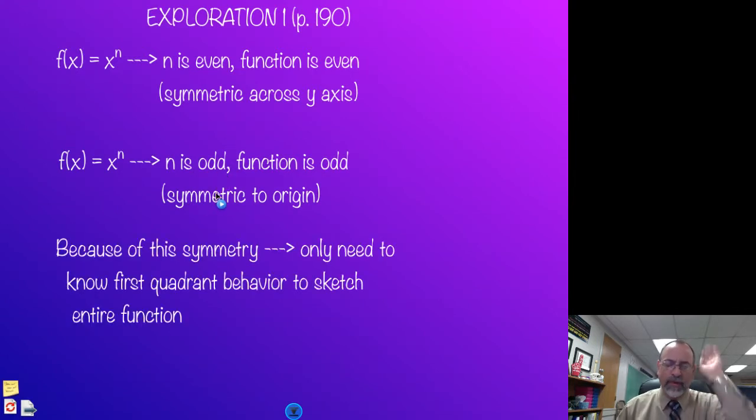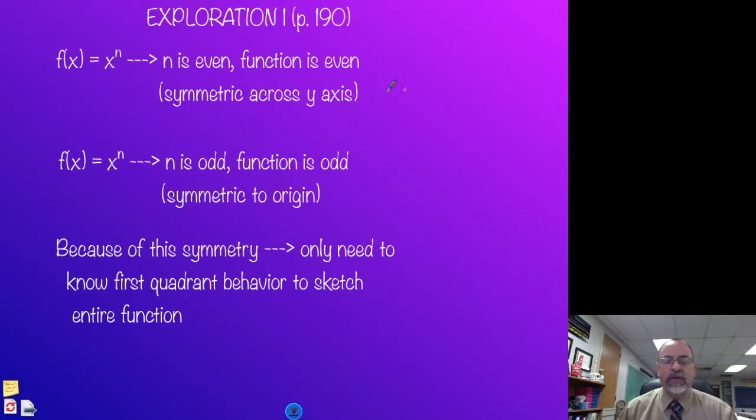So that's important to remember, because we're going to use all these things to help us graph or sketch what these functions look like. And because of this symmetry, we really only need to know what's happening in quadrant 1 or quadrant 4, and if we know that, we can then graph the entire function.